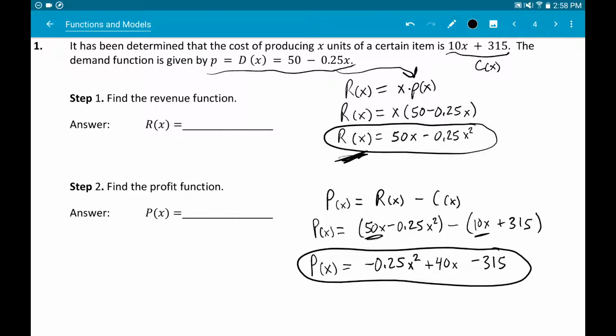Okay. So it's fairly simple to manipulate back and forth between the different types of functions. If you have price, you can get revenue by multiplying by x. And if you have revenue and cost, you can get profit.